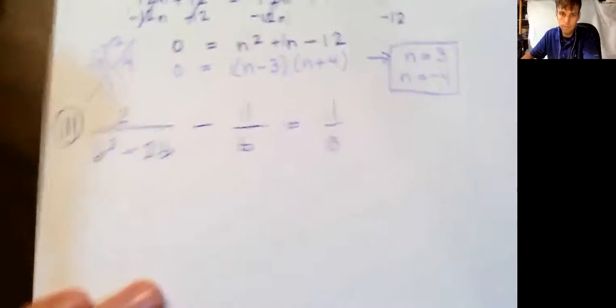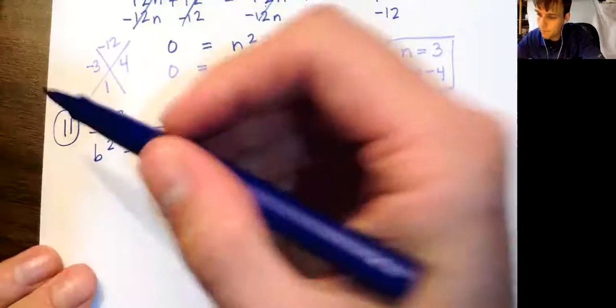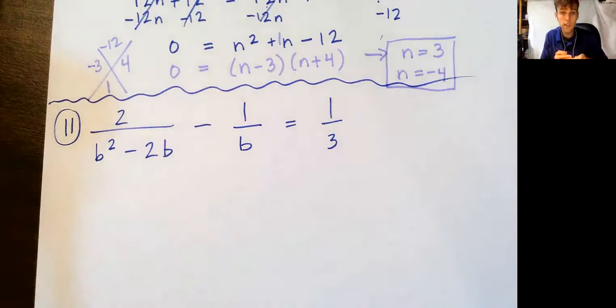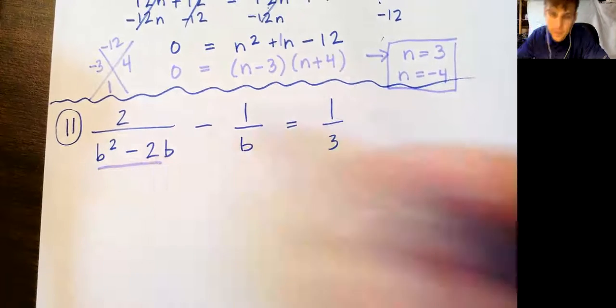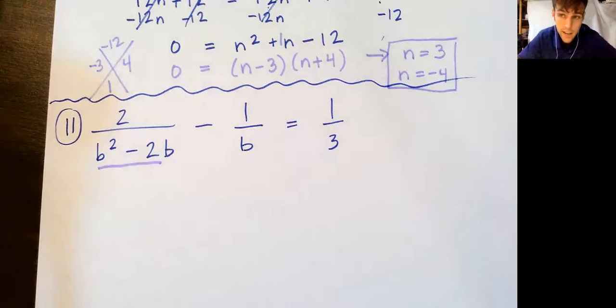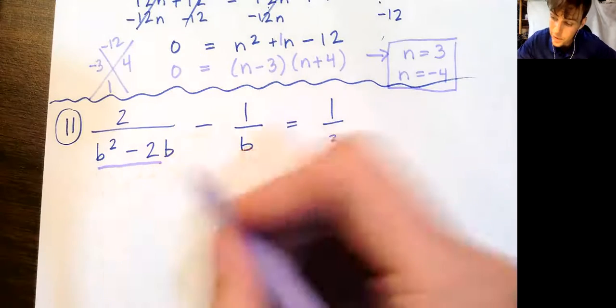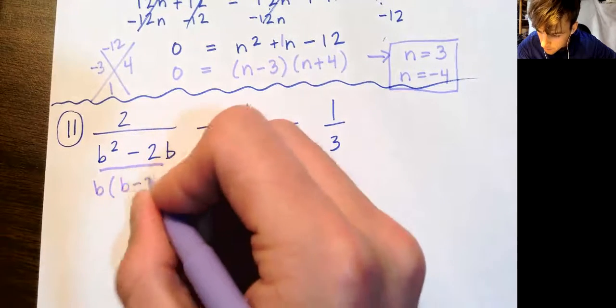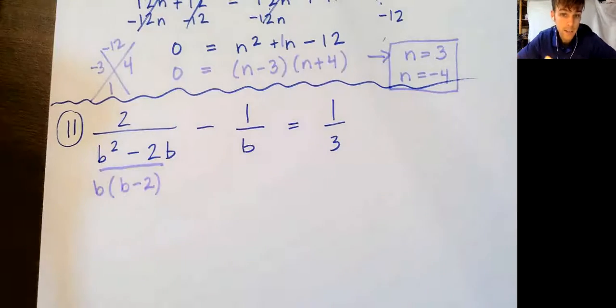All right. Number 11. Now, this one's a little bit trickier, in particular because of this denominator right here. So if we can factor any of the denominators before we get started, we have to. And in this case, we can. This should factor as b times b minus 2. Not that bad of a factoring, but something to keep in mind, right?